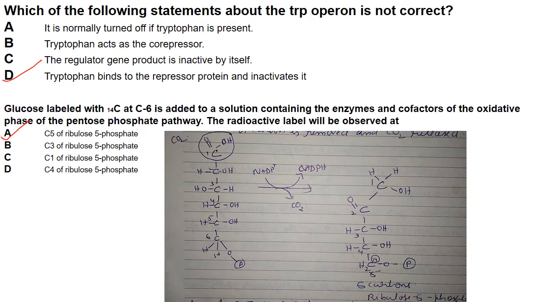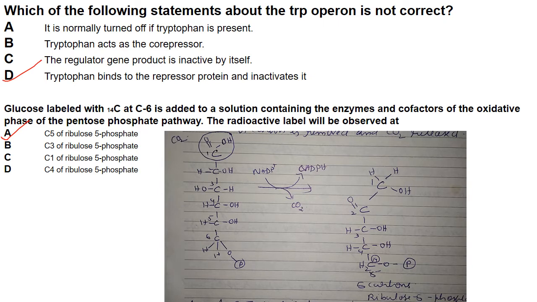Then glucose labeled with C14 at C6 is added to a solution containing the enzymes and cofactors of the oxidative phase of the pentose phosphate pathway. The radioactive label will be observed at... So the glucose 6-phosphate is oxidized to form ribulose 5-phosphate, and a carbon is removed as carbon dioxide is released.